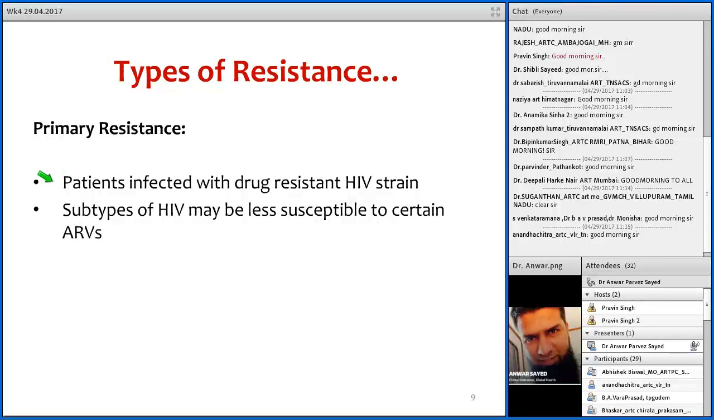Now primary resistance: patients infected with a drug resistant HIV strain. For example, suppose a person has a drug resistant strain, and from that person HIV is transmitted to another person. The other person who receives the HIV virus will have all those mutations in him, so that person will also have these resistant strains and will be resistant to these particular drugs.